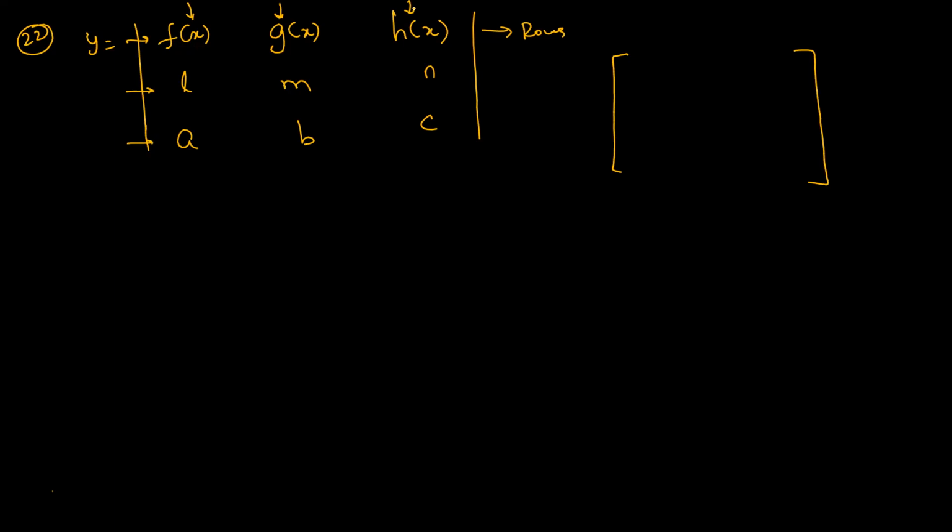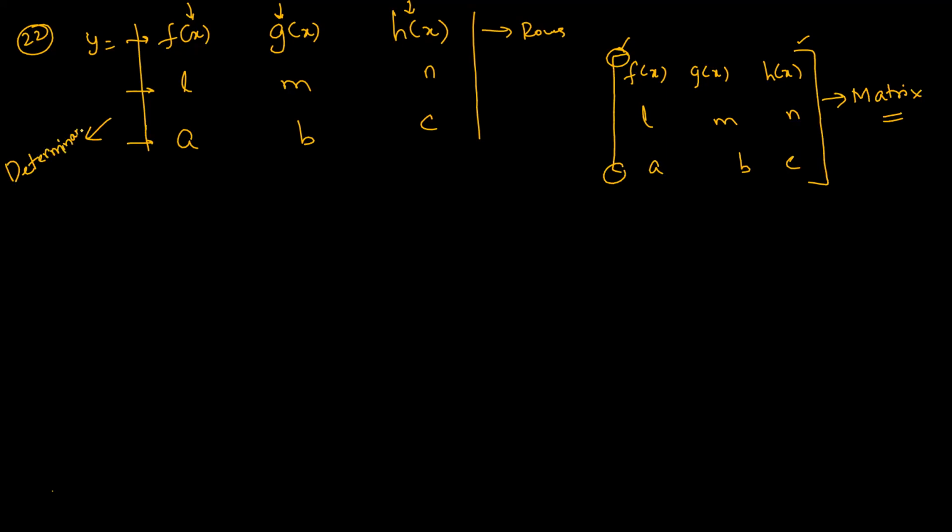but you need to understand the difference between a matrix and a determinant. If I write the same f of x, g of x, and h of x, and I call this L, M, N, and this A, B, C, if you put these kind of extended brackets, you call this arrangement a matrix. If these bends are not there and you write it in the form of modulus, it is not called a matrix, it is called a determinant. I hope you are able to understand this one.